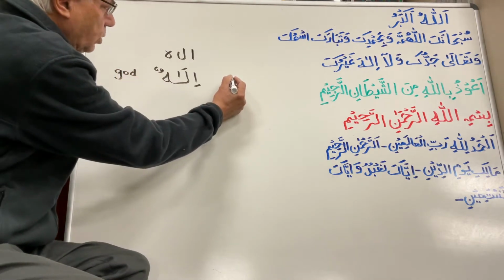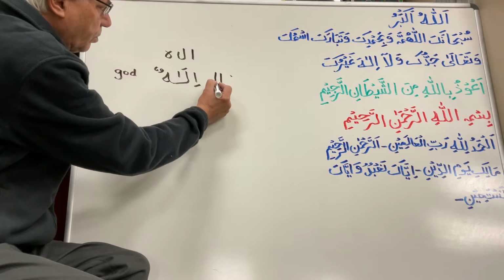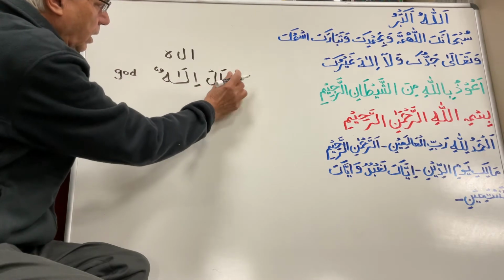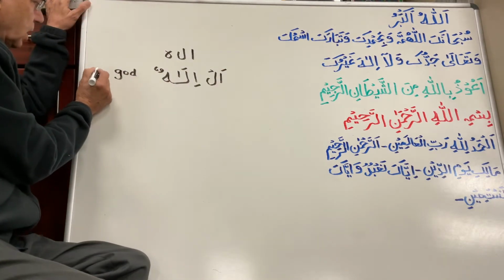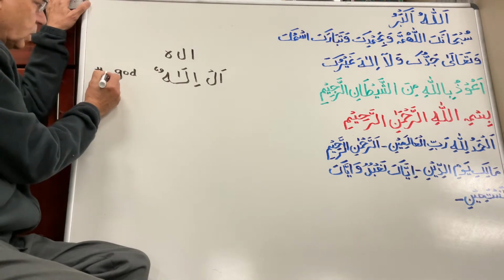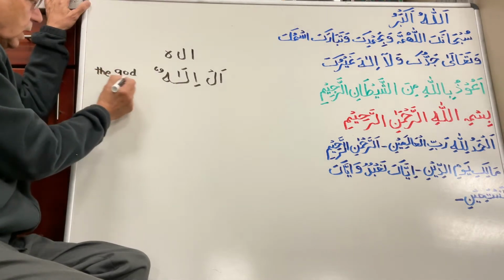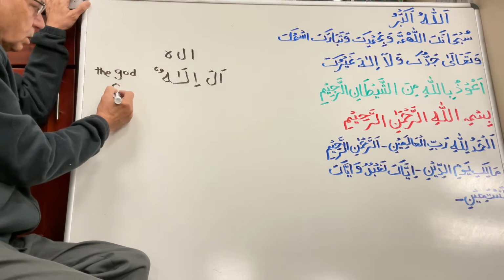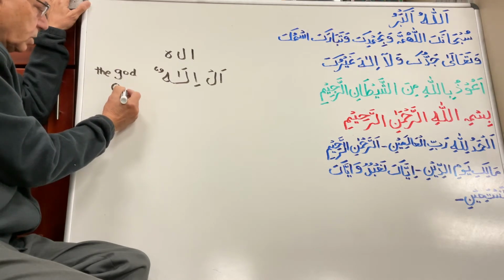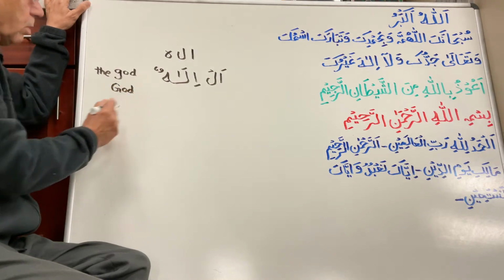Now, as soon as you put al before that, al brings the meaning the. We have done this before, but I am recalling it because today we will be using it a lot. The God, with a capital G, is the ultimate.